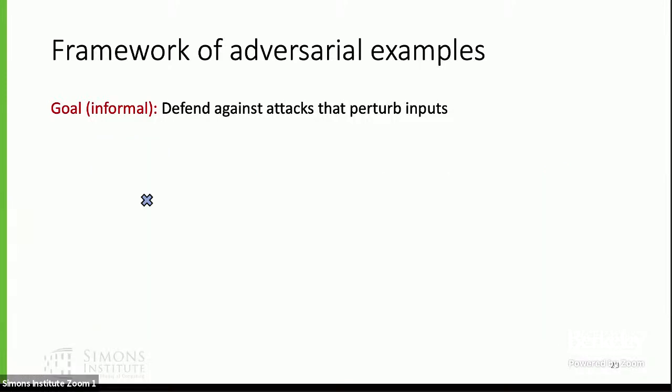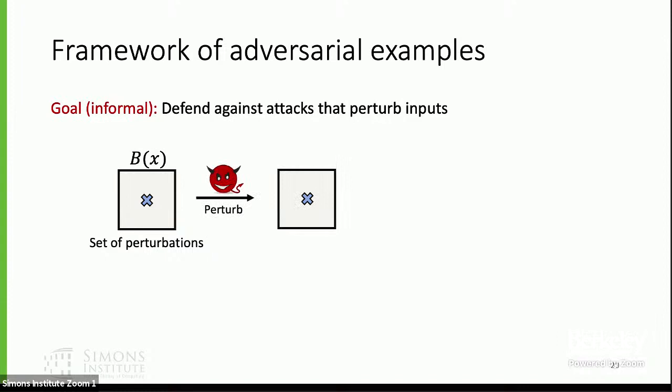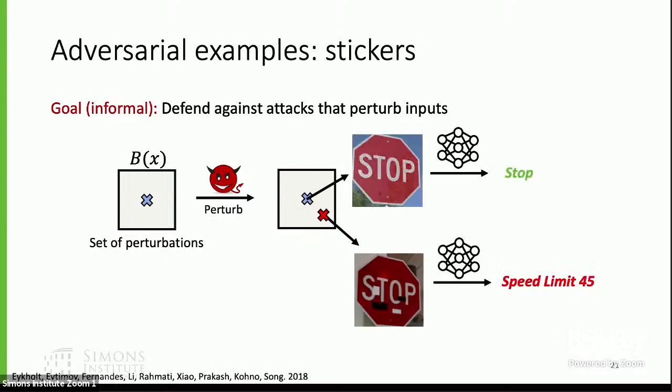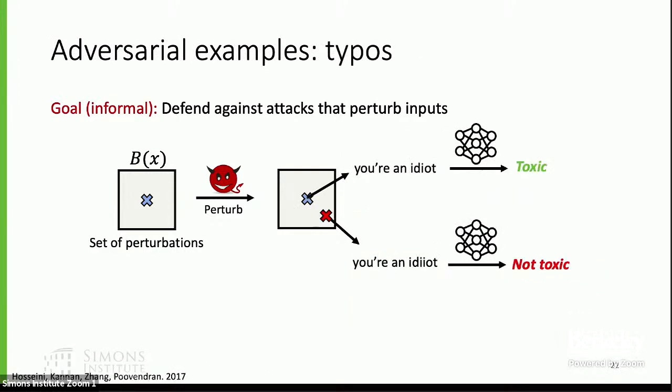And so abstractly, you have some input, and you define a set of perturbations to this input, and you want to make sure that your model does well on all perturbations. The way we model this is to say that an adversary can perturb this input to any point within this set, and we want to make sure the model does well. Depending on how we define this set, we can get different kinds of robustness. For example, this could be stickers, this could be typos.